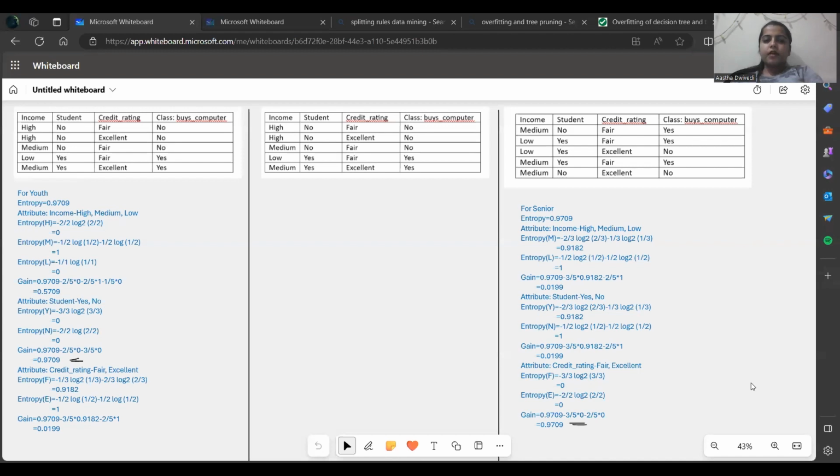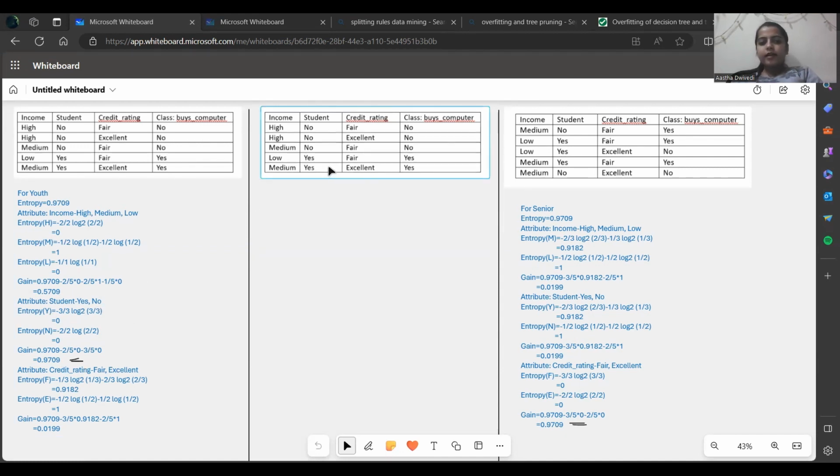Now we will divide the table according to age. We have three attributes in age: youth, middle aged, and senior. So we have divided the table according to youth, middle aged, and senior. For youth, the entropy is 0.9709. Now we will calculate the entropy of each attribute, that is income, student, and credit rating, and we will calculate the gain. So here the maximum gain is of student. So the next node for youth will be student.